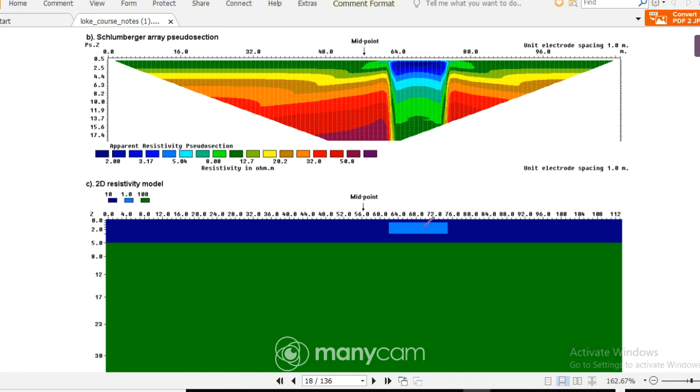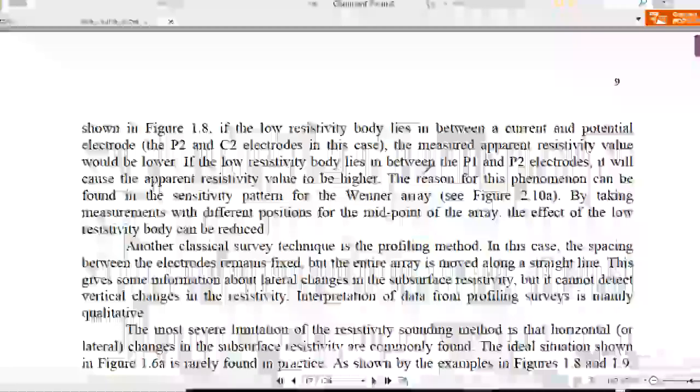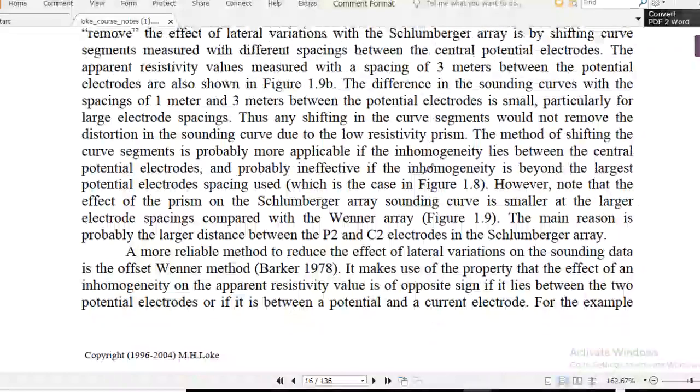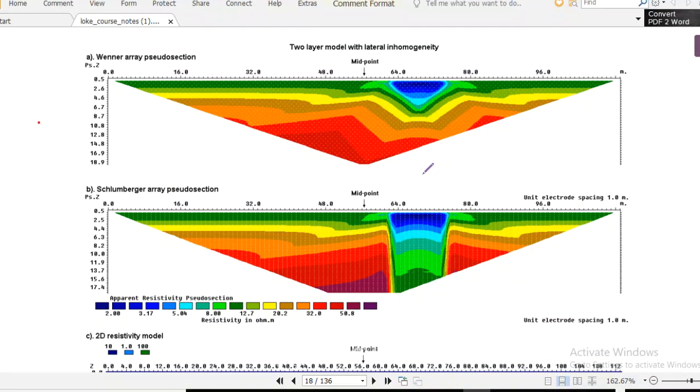Okay, the value of this one is 1 ohm. 1 ohm means here is 5 ohm, 3 ohm, 2 ohm. Here around this one. Now, if you look at both methods, they do not have exactly the same response. For example, if you take the left part, they are almost similar, approximately similar here, but when you come to the anomalous body, somehow they are different.